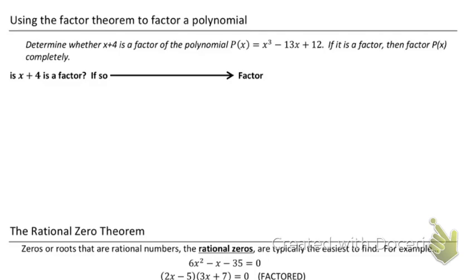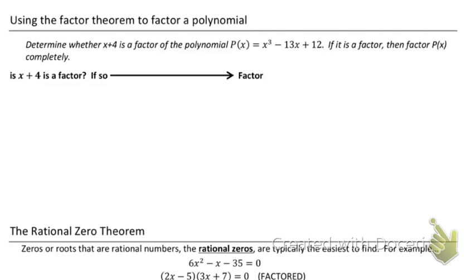However, today we're going to talk about how I can factor out something so I can turn it into a quadratic, something I can put into the quadratic formula, complete the square, or factor further. So that's what we're doing today. What we're starting off with is: is x plus 4 a factor of x cubed minus 13x plus 12? In other words, can I pull that out and have x plus 4 times, say, x squared minus bx plus c? Can I rewrite it that way?